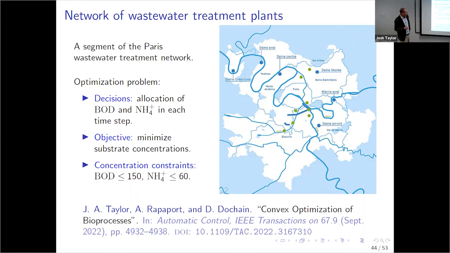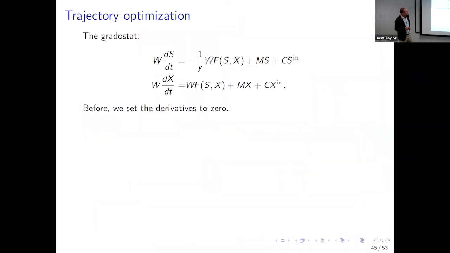Our objective is to minimize substrate concentrations, which means minimize untreated wastewater. And we have some constraints that roughly represent regulatory limits on what you're allowed to release into the environment. So really what we're just trying to do is throw in the right ingredients to prove that we can work on a problem of a realistic size and shape, even if it's not actually the real problem.